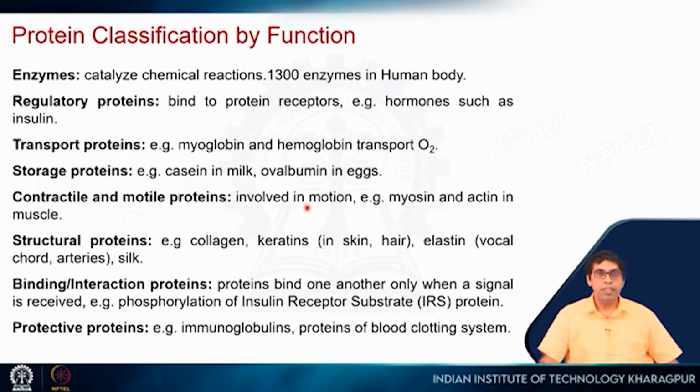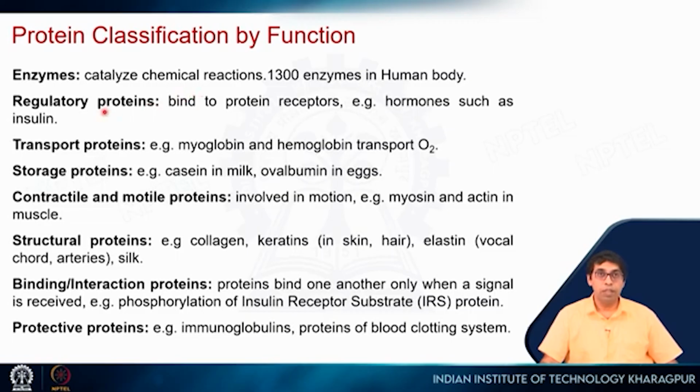So, it turns out that proteins can be classified according to their functions. One type of proteins are enzymes, which catalyze chemical reactions. There are 1300 different types of enzymes in human bodies. I will talk about a lot of enzymes in week 6 when I talk about metabolism.